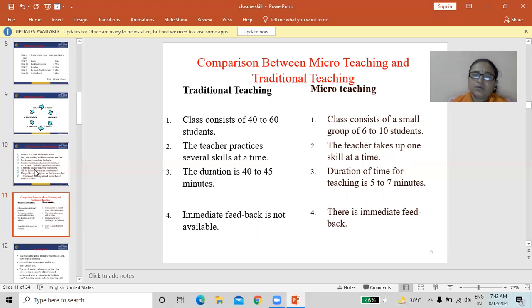In traditional teaching, immediate feedback is not available. In micro teaching, immediate feedback is given by the expert teacher. So these are the basic differences between micro teaching and traditional teaching.